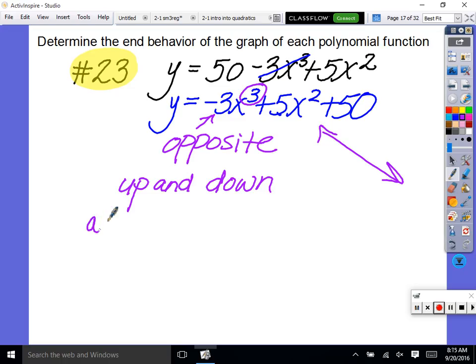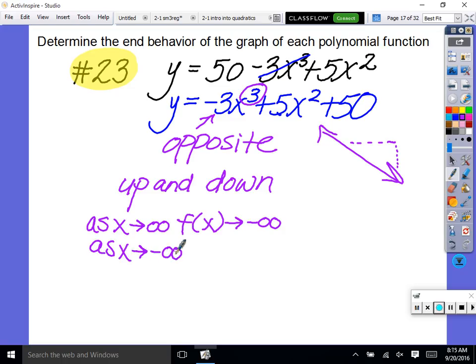So then we'll say, okay, as x is approaching positive infinity, where's our function growing to? F of x is approaching negative infinity, right? Isn't it growing down as x is getting larger and larger? It's going down to negative infinity. Okay, and then as x approaches negative infinity, so as x is getting smaller and smaller, where's my function growing to? Positive infinity. So f of x is growing to positive infinity. Do we have questions? Okay.